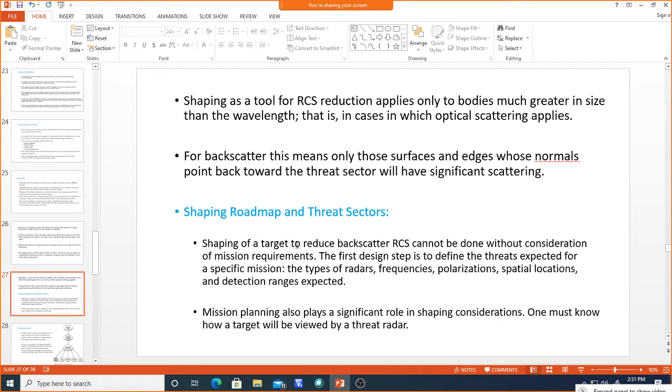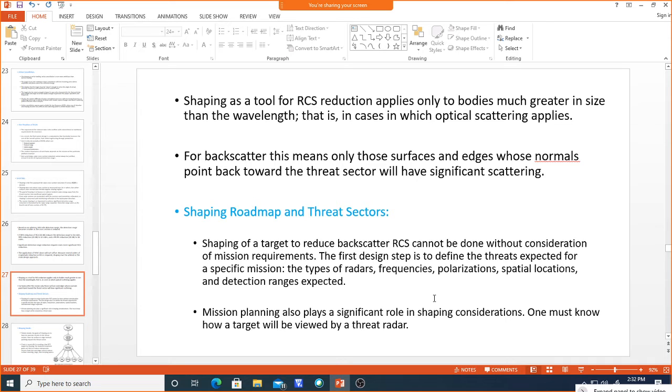So now how can we shape that threat sectors? How can this shaping technique be used for threat sectors? So shaping of a target to reduce the backscatter RCS cannot be done without consideration of mission requirements, because of whatever the military applications require and for what mission the RCS reduction is required. So first we need to know that, then we can take the design steps and know what threats are expected for that specific mission, and we have to concentrate on those threats and reduce the radar cross section.